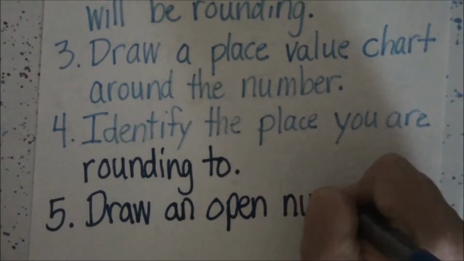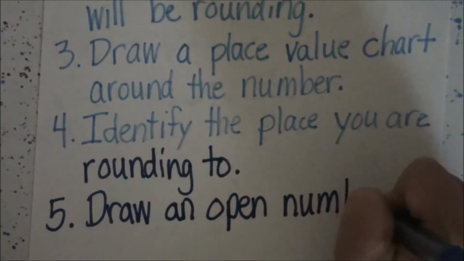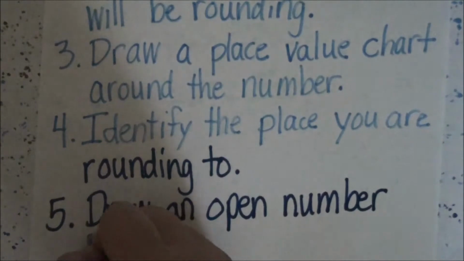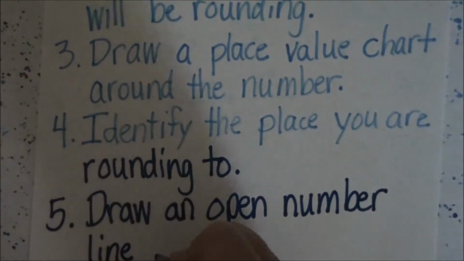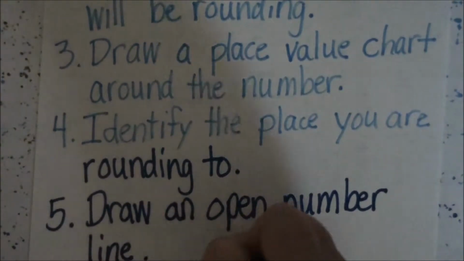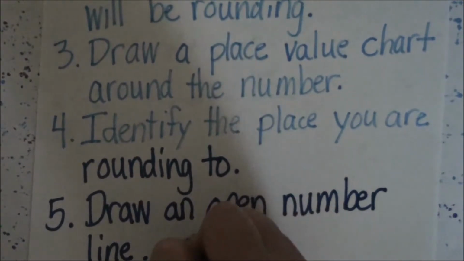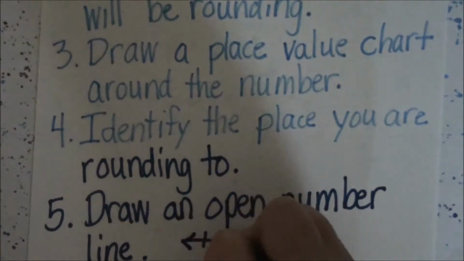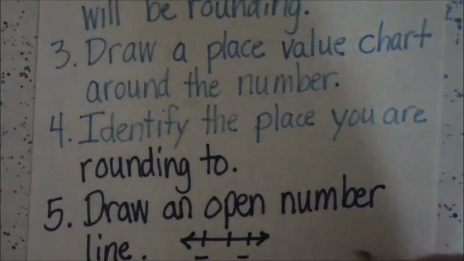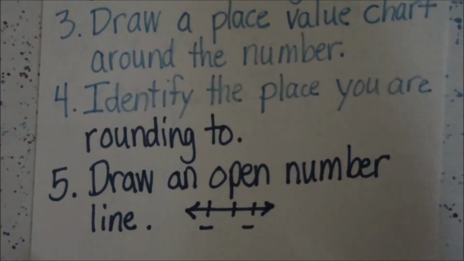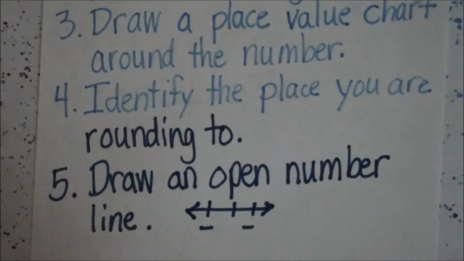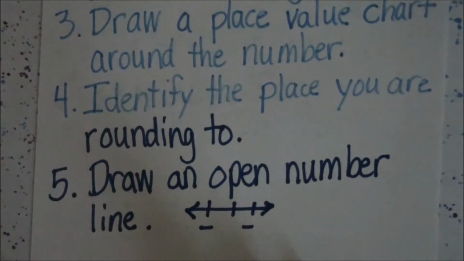Now, when I say draw an open number line, just remember what that needs to look like. Okay? I'll draw it here for you really quick. Boom, boom, just like that. So it should look like that. And you can draw yourself a little icon too to help you remember. Okay.